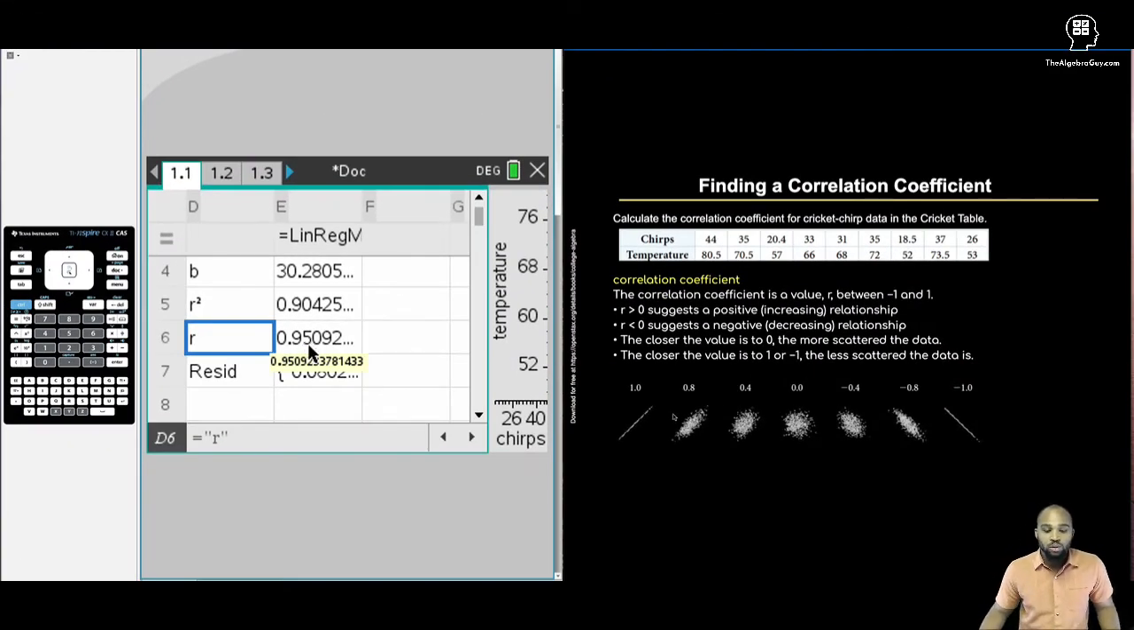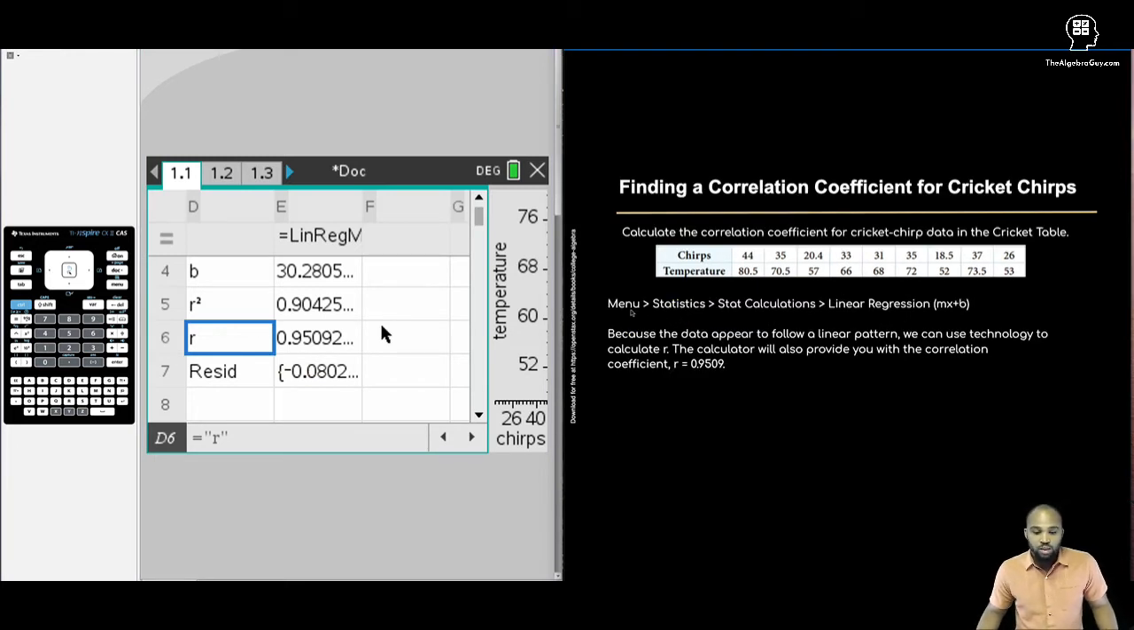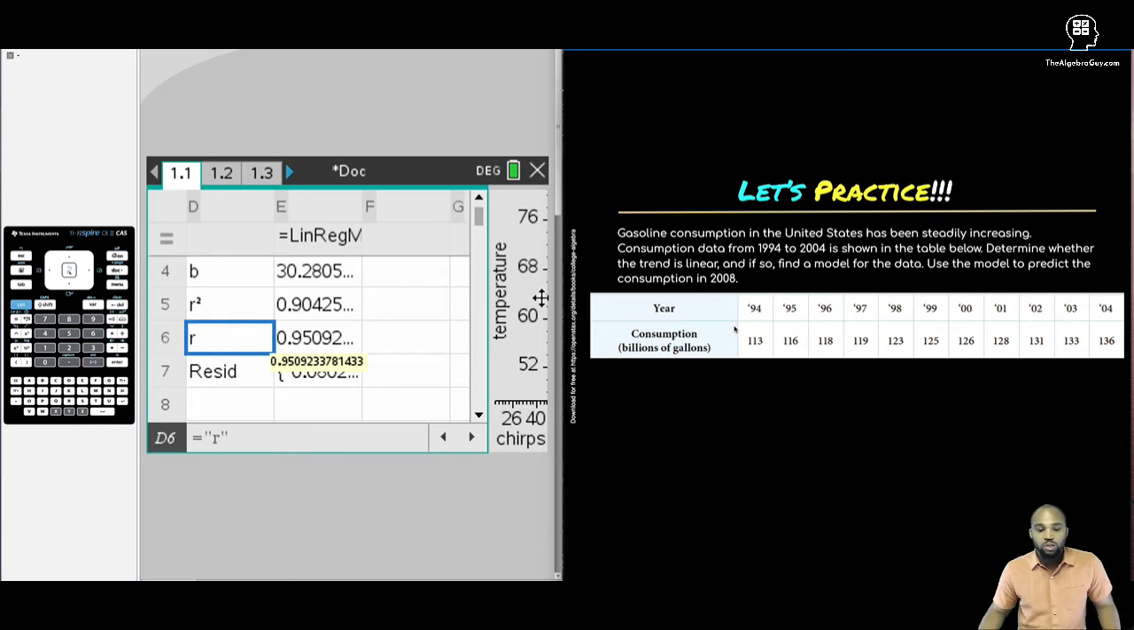That's really close to 1. And if you look over here at what we just discussed, really close to 1 means that there's a very close relationship between those two variables, the temperature and the chirps. So 0.95092. So that's what I talked about here. Go to Menu, Statistics, Stat Calculations, Linear Regression, and you end up getting 0.9509 as your R value, or your correlation coefficient. All right, so let's do some practice.